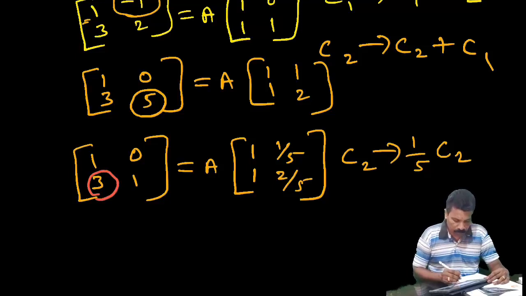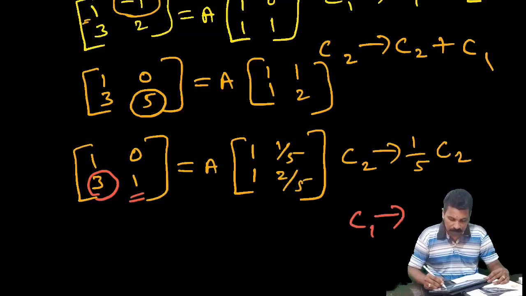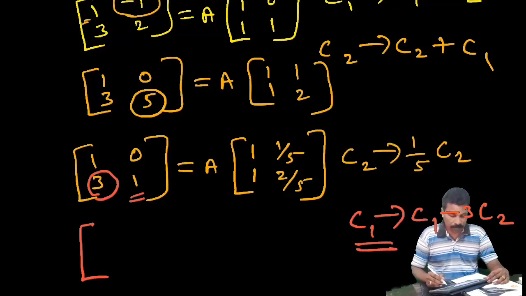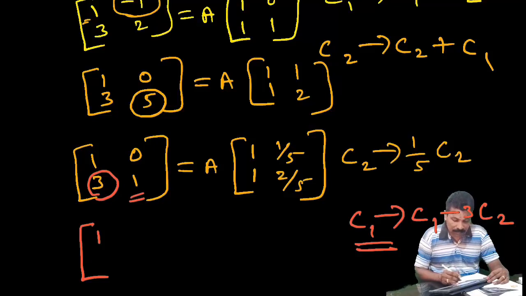So, what we have to do is, so you can see here it is 1. So, if we transform C1 as C1 minus 3 times C2, this 3 will be 0. So, let us operate it. That is, changes in the first column. So, be careful. So, you can see that is 1 minus 3 times 0, that is 1 only. It will not be altered. And 3 minus 3 times 1, that is 0, then 0, 1.